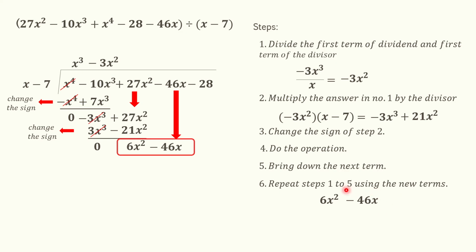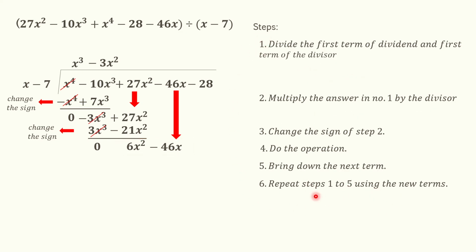Okay, and we will go back again to step number 1. So again, divide the first term. Ito na naman yung first term natin. Okay, divide that one to the first term of the divisor, which is x, and that is equal to 6x. So again, pagkatapos nito, ilalagay dito plus 6x. Okay, kasi positive yan, so plus 6x.